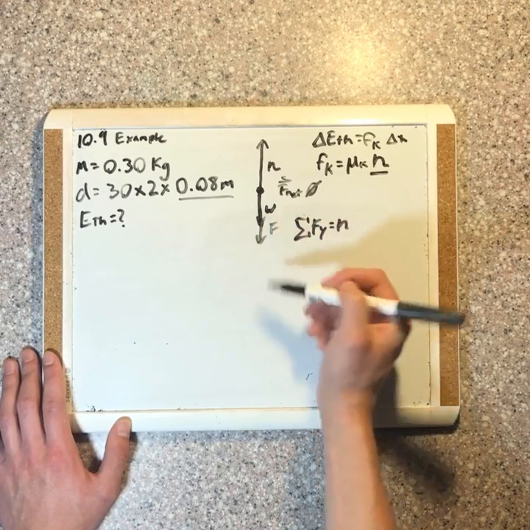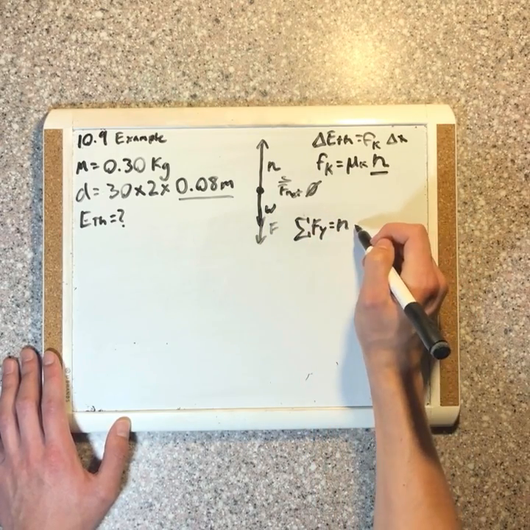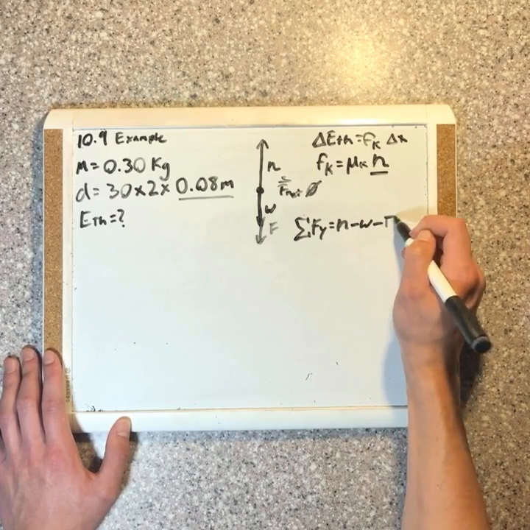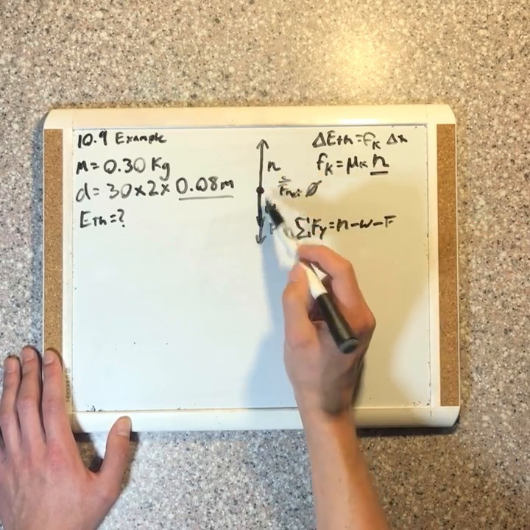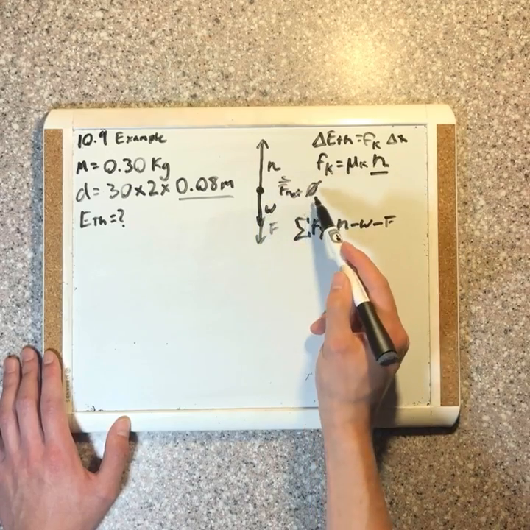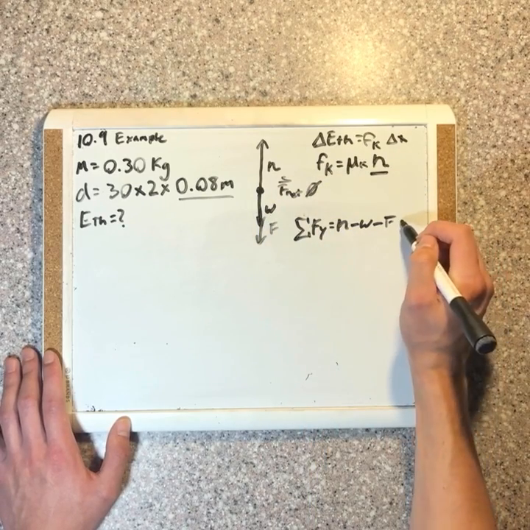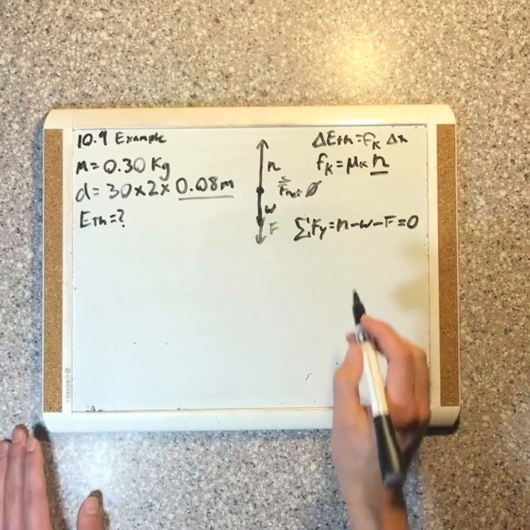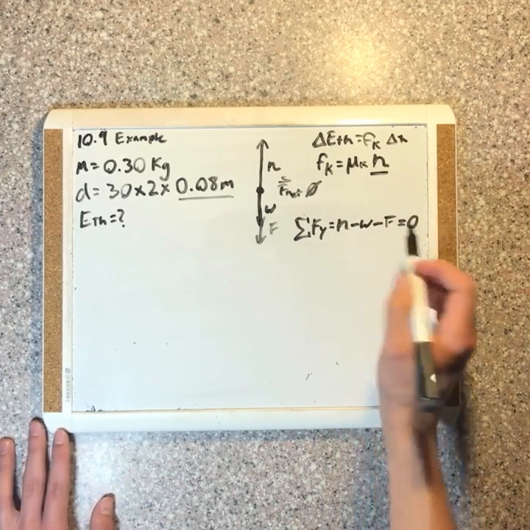W and F are both negative forces. They're pointing down, minus W minus F. And we know that all of these balance each other out perfectly, so they're equal to 0. Okay, now let's make an equation with that.